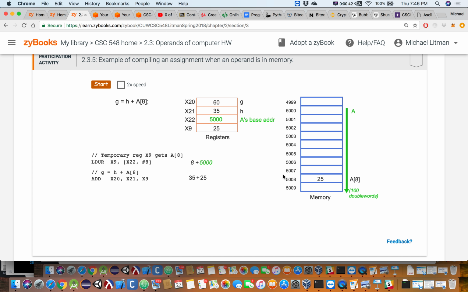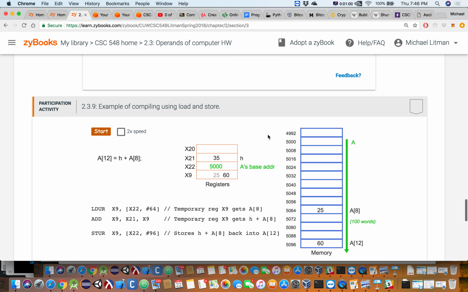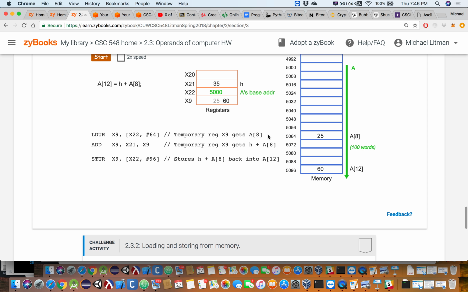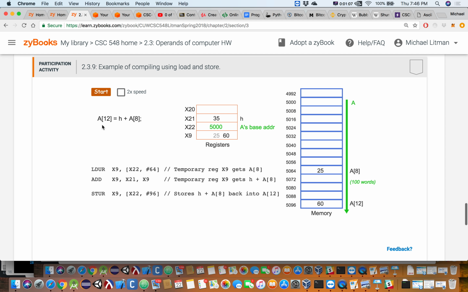Okay, so this is just more memory stuff. Pretty similar thing here. We're going to store at our memory address. So this is connecting some of the dots for our load and store stuff.